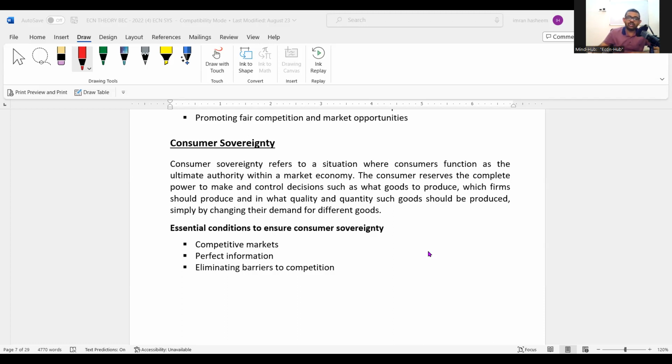So consumer sovereignty is where consumers function as the ultimate authority. This is where consumers receive complete market power. How do you become the ultimate authority? They get the complete power to make decisions in the market, or we can simply say complete market power.